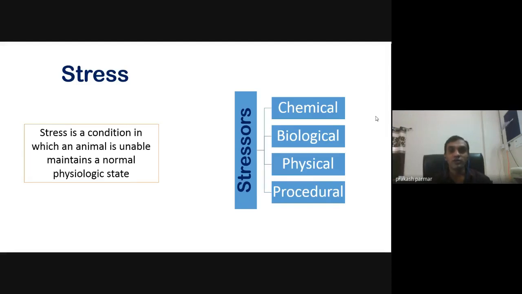The factors which produce stress are known as stressors, and stressors may be of four types. The chemical stressors are related to water quality parameters. The biological ones are the presence of microorganisms and macroorganisms in the conditions. Then physical ones, like temperature. Procedural stressors are very important, and we can manage them. Procedural stress is based on the handling of the fishes. When we handle the fish, or during transportation, it produces stress, and this stress we can avoid. If you avoid the stress, we can manage most of the diseases.